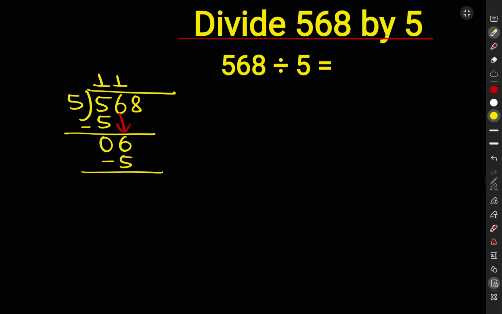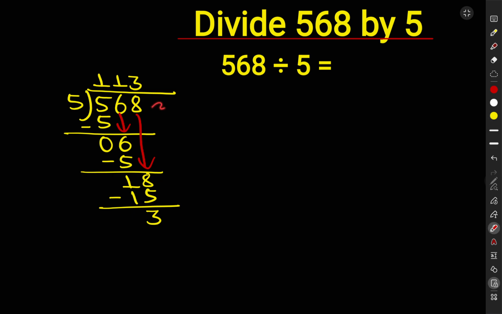On subtracting we get 1. So again we put down this 8 and it is 18. 5 times 3 is 15. On subtracting we get 3.